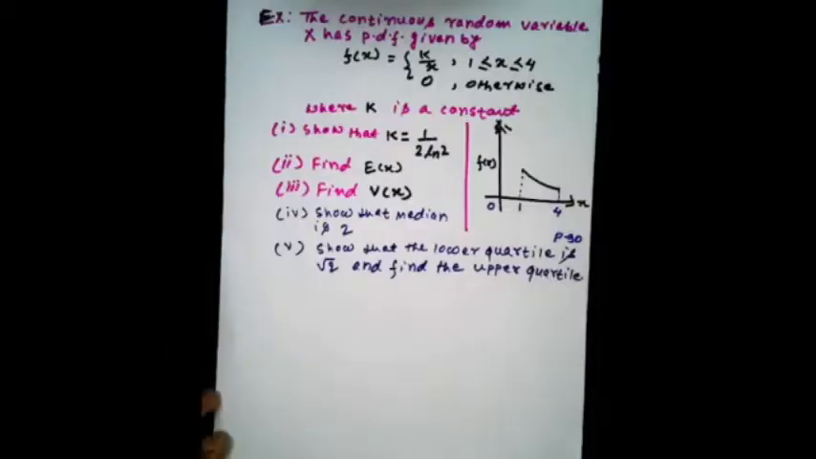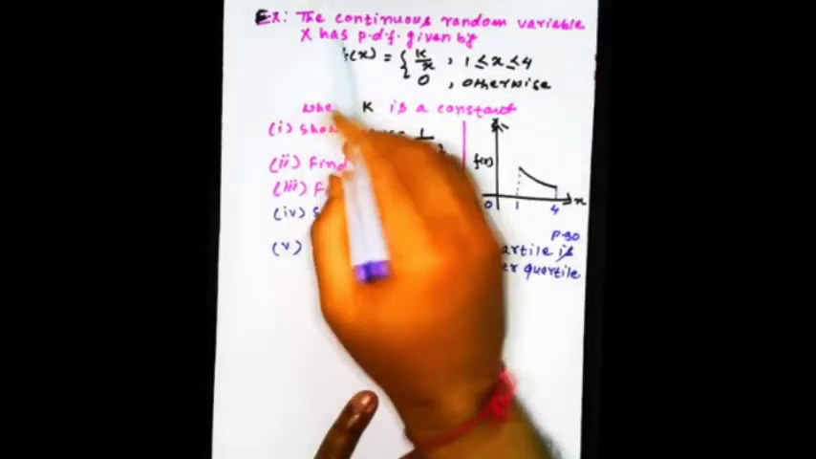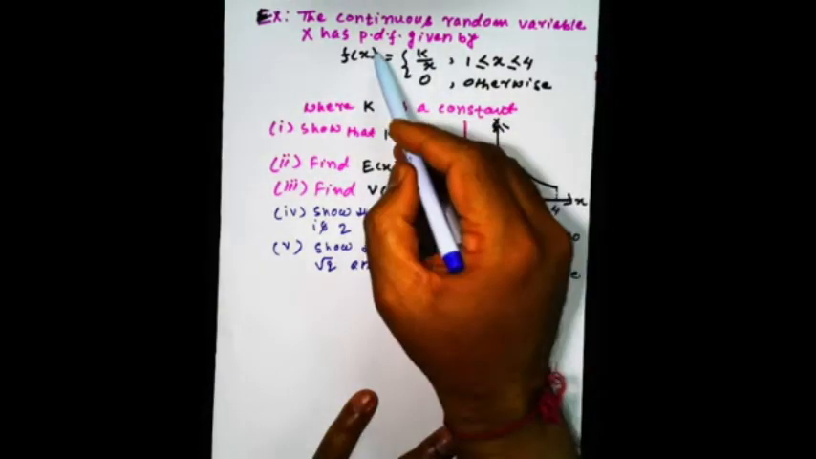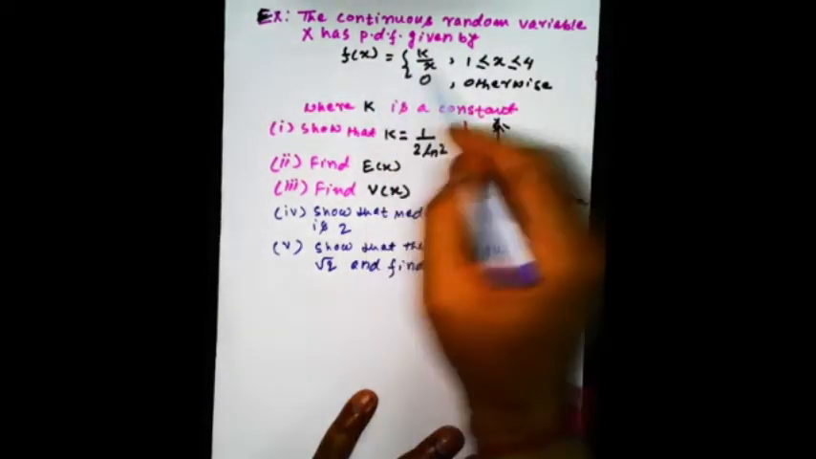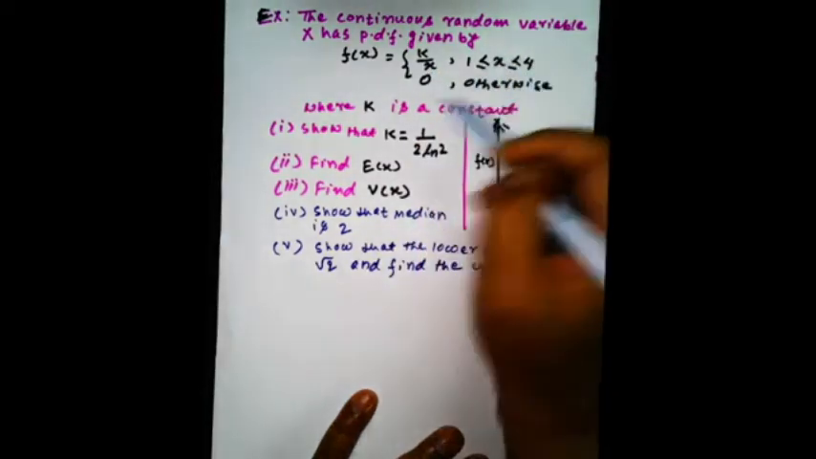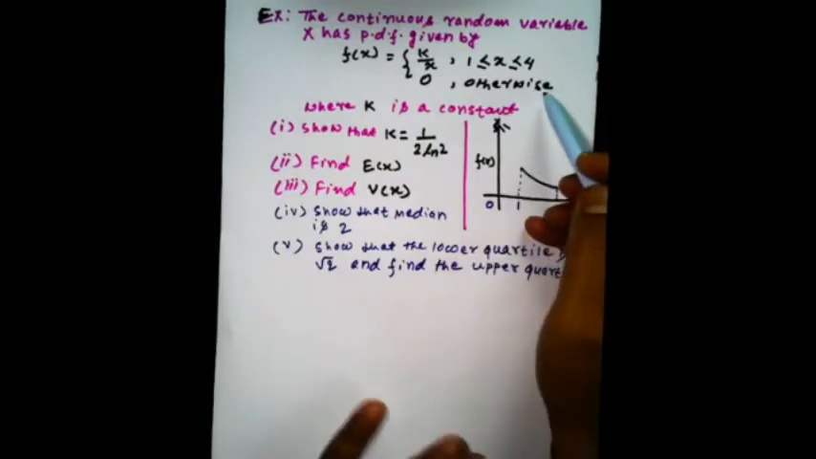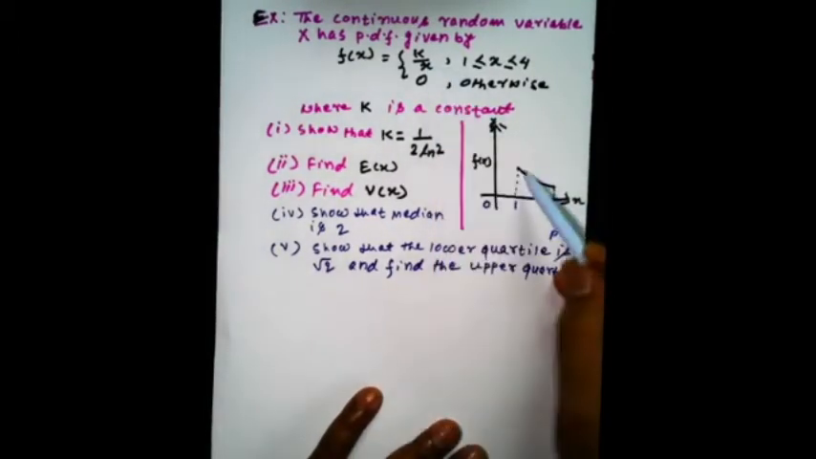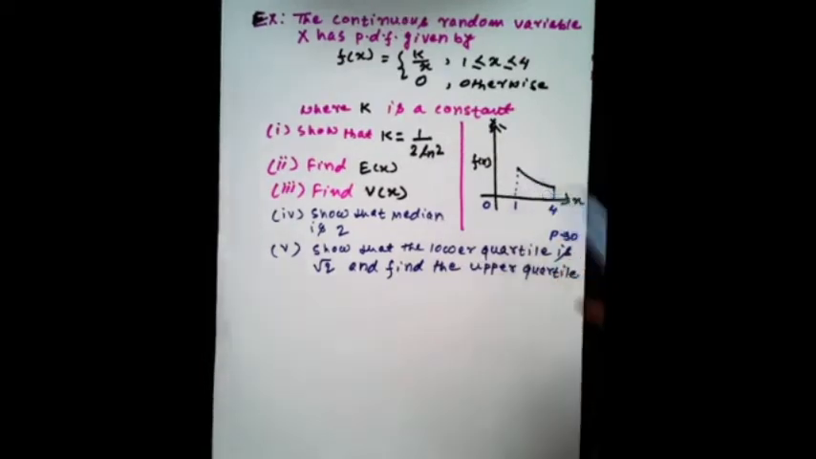Okay, let's talk about another example. So this example states that the continuous random variable x has PDF, that is probability density function, given by f(x) equal to k by x for x between 1 and 4 inclusive, and then 0 otherwise. And then you can see the graph of this function. So this is a reciprocal function. So if you use your knowledge in sketching the graph, your graph will be like this.